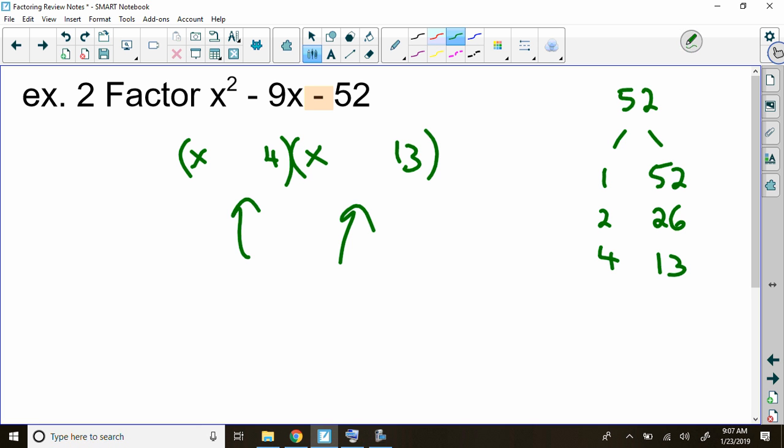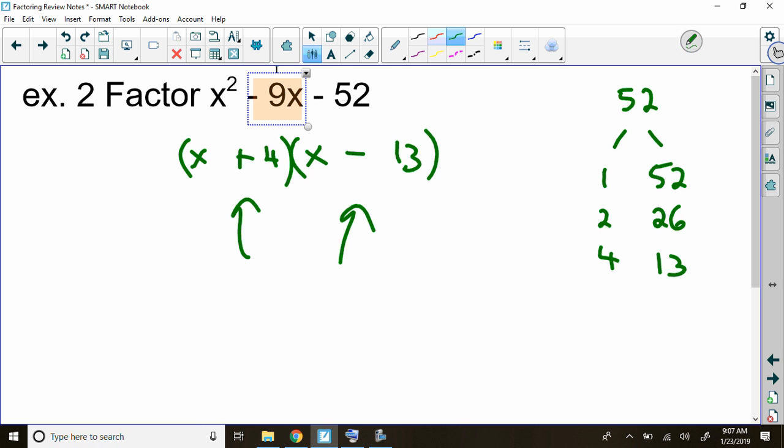And before I go penciling that in, I got to have some planning ahead. I'm trying to make minus 9 in the middle. So with a 13 and a 4, I guess if I go minus 13 plus 4, that'll get it done.